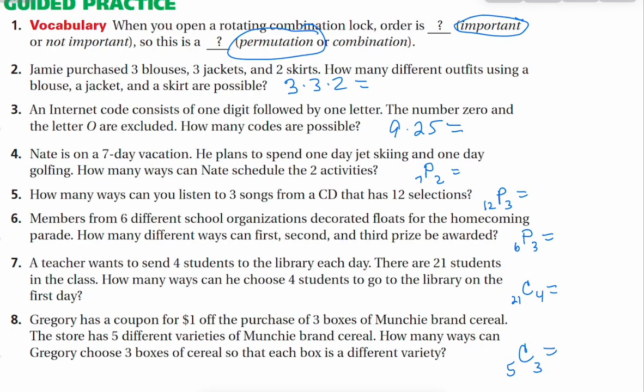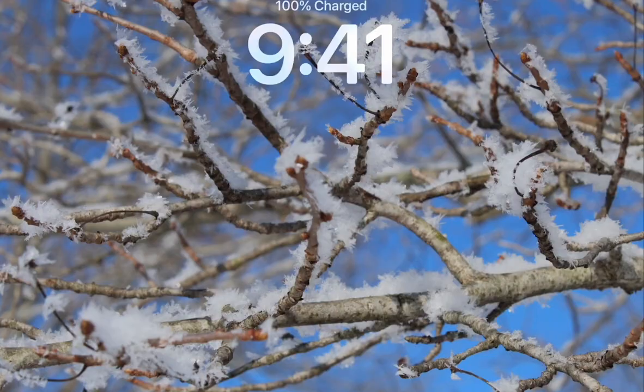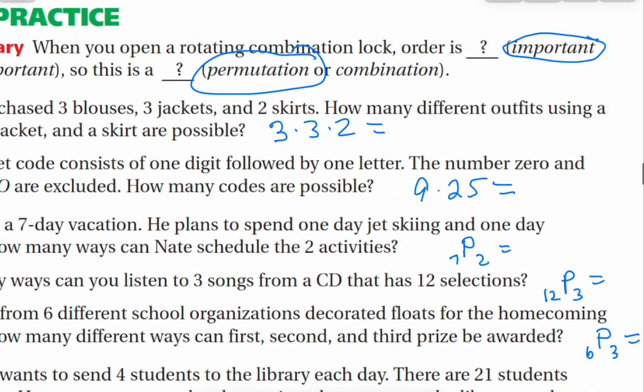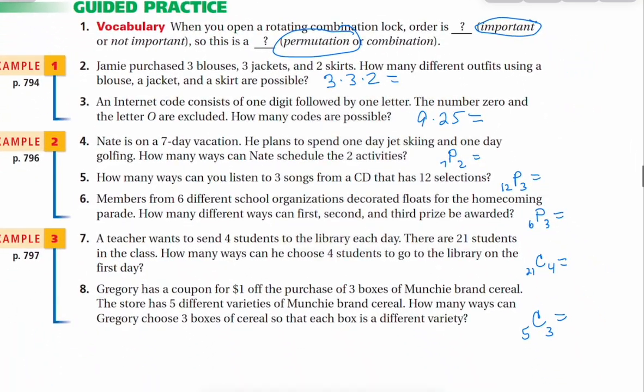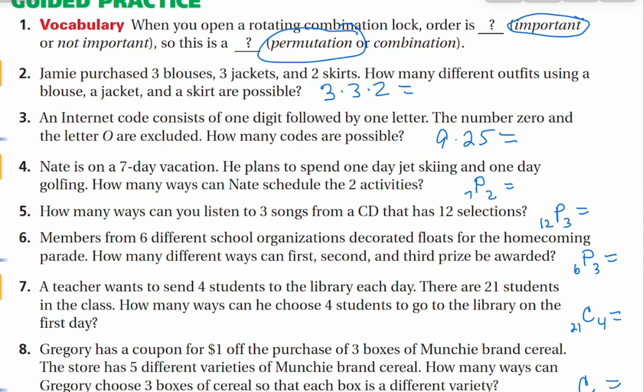The first one: when you are putting in a combination lock, it is important that you put it in the correct order. If the combination is 1, 2, 3 and I put in 2, 3, 1, it's not going to work. So for problem number 1, the order is important. It's a permutation. Number 2 is simple: I had 3 things and 3 things and 2 things, so there are 18 different things to choose from. Number 3 is 9 times 25. Is that 225? Okay.